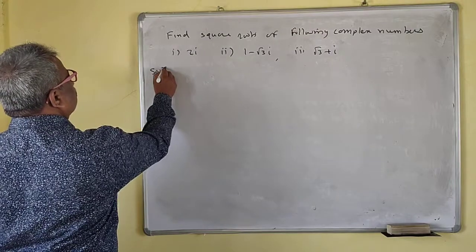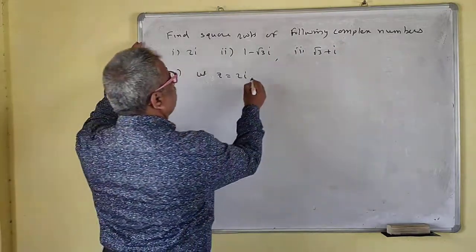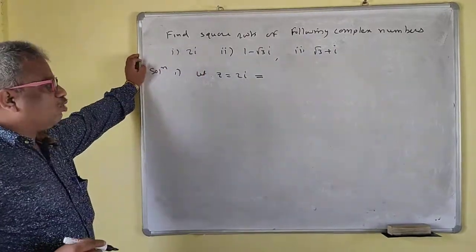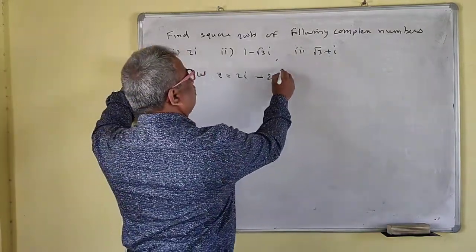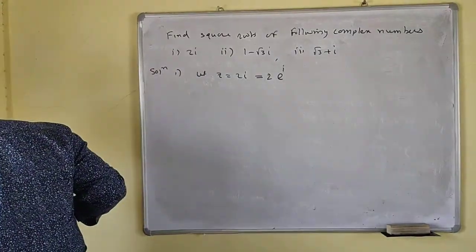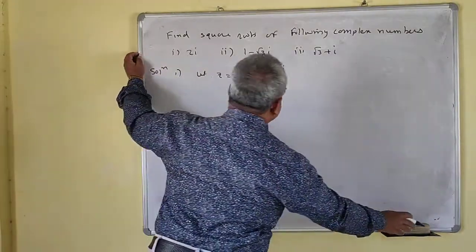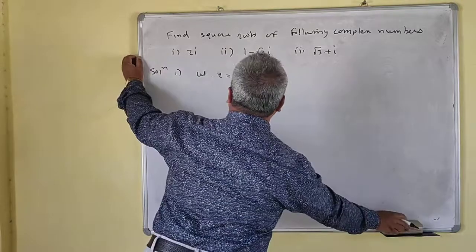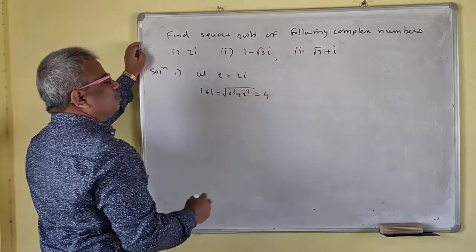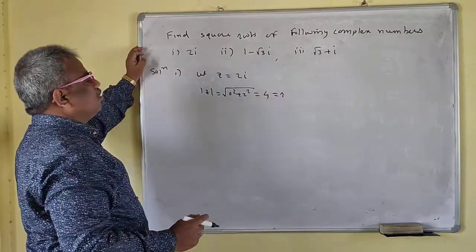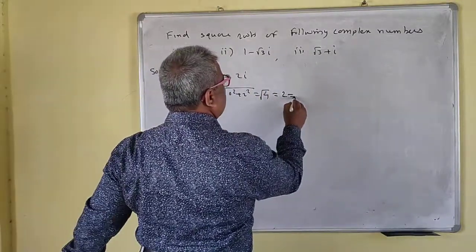Okay, solution of 1. Let z is equal to 2i. Express this complex number in polar form. Find the magnitude of this one. So the magnitude is 2, e raised to i, you have to find theta. So before that, we will find r. This is the square root of 0 square plus 2 square, which is 4, right? So this is your r. This is root 4, so this is 2. This is your r now.